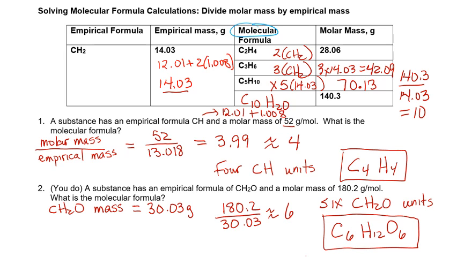Here is the worked solution. First, we calculated the mass of CH2O, the empirical mass, and we got an answer of 30.03 grams. Then we took the molar mass of 180.2 and divided it by the empirical mass and got 6. That means we have 6 CH2O units. So our final answer was C6H12O6.